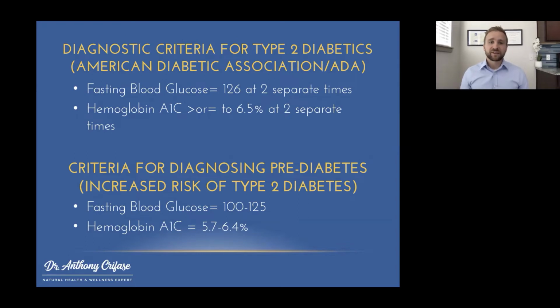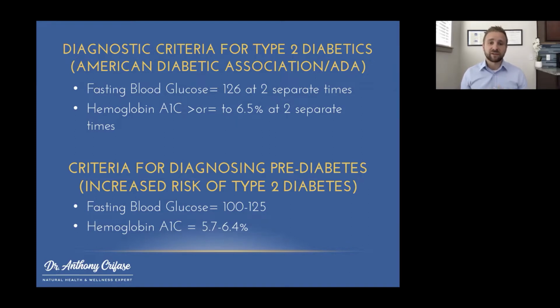So the diagnostic criteria for type 2 diabetes from the American Diabetes Association is fasting blood glucose at 126 on 2 separate occasions, or hemoglobin A1C greater than or equal to 6.5 at 2 separate times. All right, we're going to be talking about this a little more.